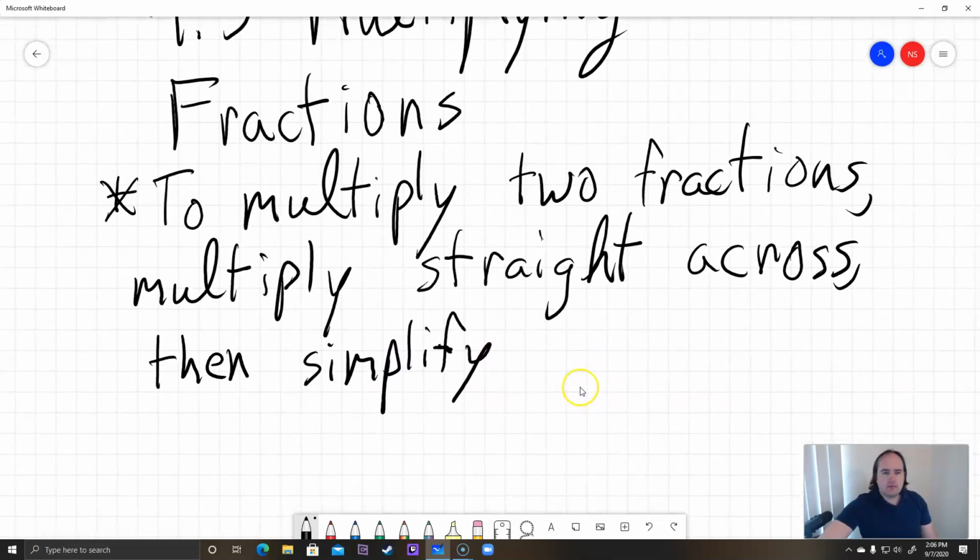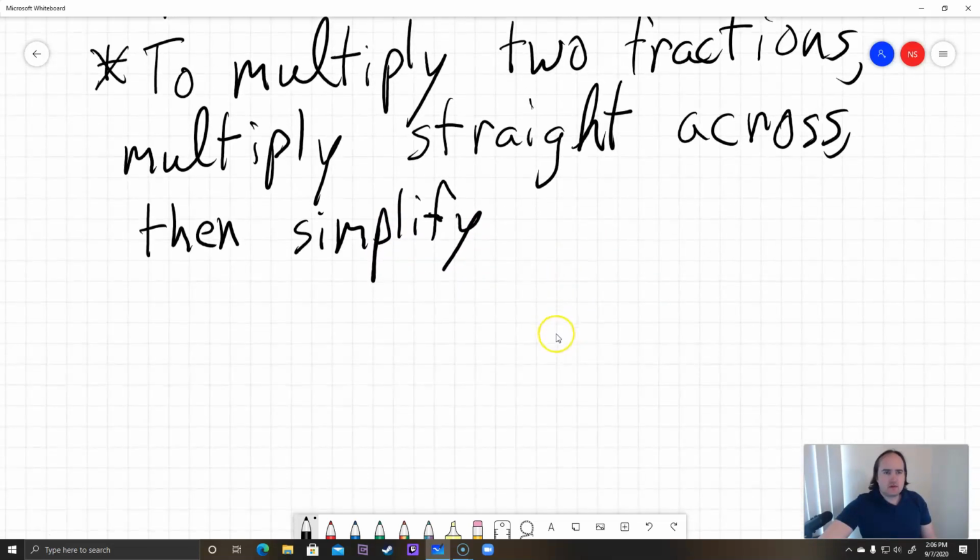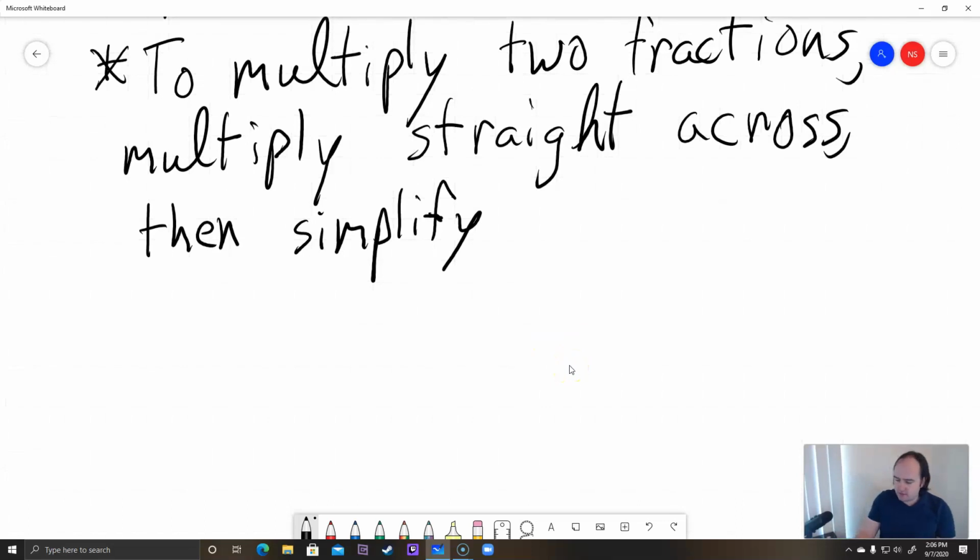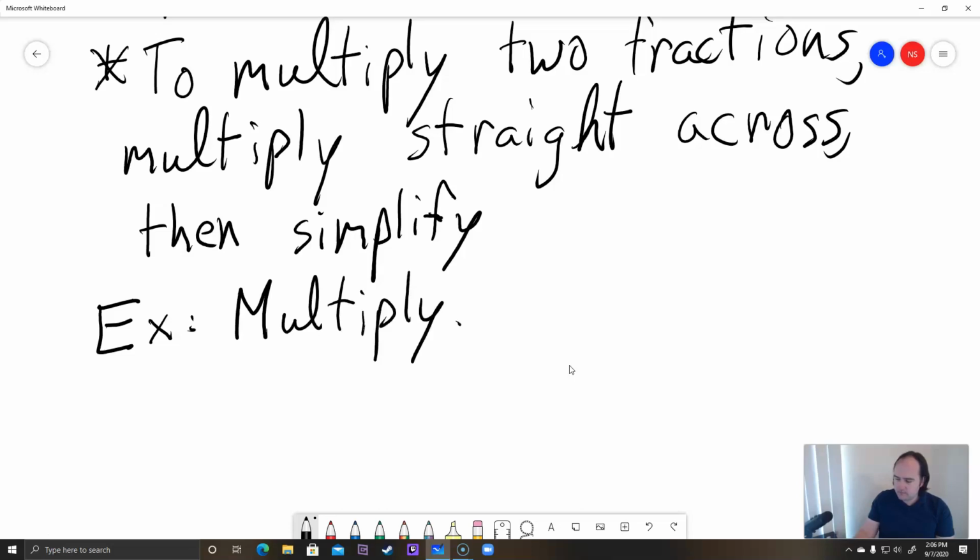So let's do an example of this. It's actually pretty straightforward once you know how to do it. For our first example, we're going to be doing 2 over 11 times 2 over 13.